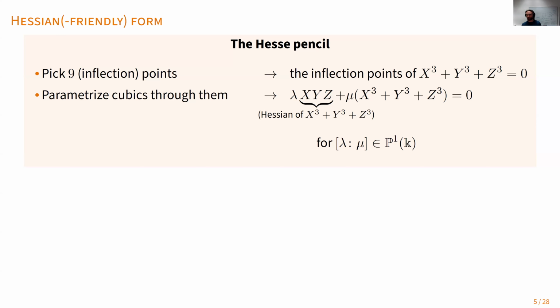And you pick all the linear combinations of these 2 equations. And this is indeed the Hessian form of elliptic curves for fixed values of lambda and mu. And the whole set of these curves is called the Hesse pencil. Of course, one might ask, when does this represent a smooth object or not? This corresponds, of course, to specific values of mu and lambda.